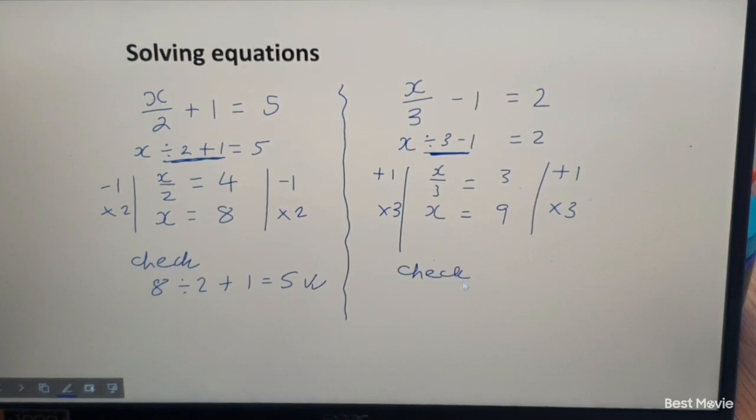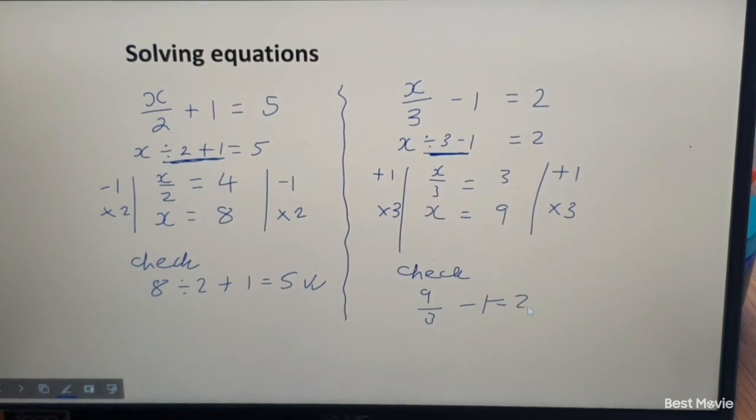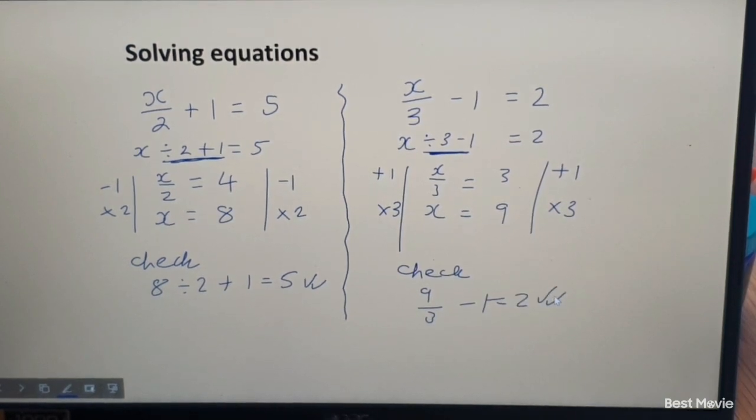Again, I'm going to check. So 9 divided by 3 is 3. Take away 1 is equal to 2. So that works.